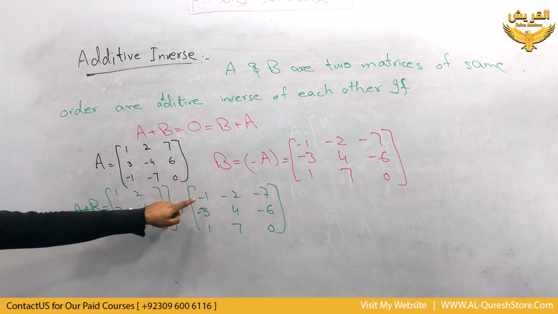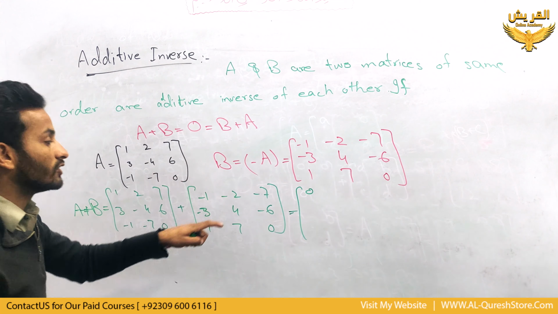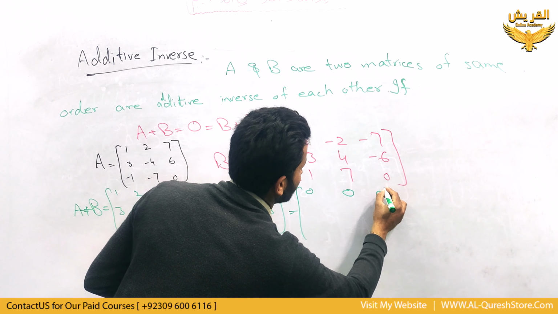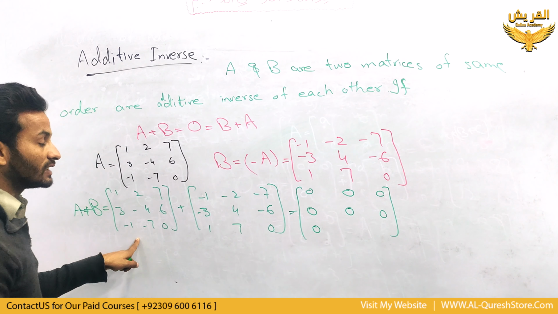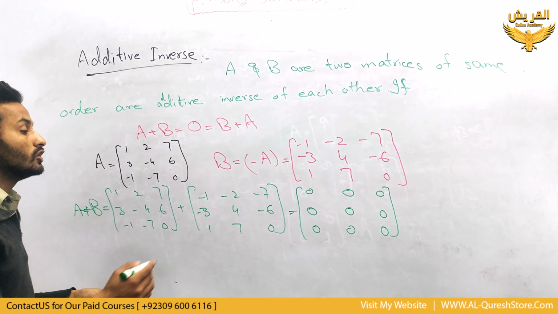By adding them, 1 minus 1 is equal to 0, 2 minus 2 is equal to 0, 7 minus 7 is equal to 0, 3 minus 3 also 0, minus 4 plus 4, 0, 6 minus 6, 0, minus 1 plus 1, 0, minus 7 plus 7, 0, and 0 plus 0 is also 0, which is equal to a null matrix or additive identity.